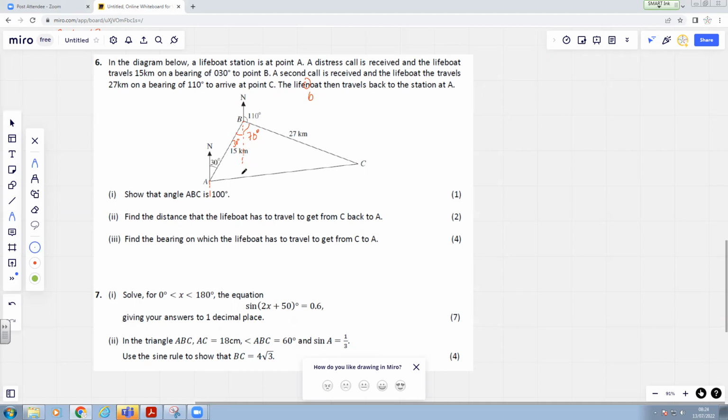So I would write, if you drop this down to a point, call that point D, I'd say ABD is 30 degrees. Reason: alternate angles are equal. And then I point out that DBC is 70 degrees. If you want to know what to write down to get the mark there, that's because angles on a straight line sum to 180 degrees. And you've justified it.